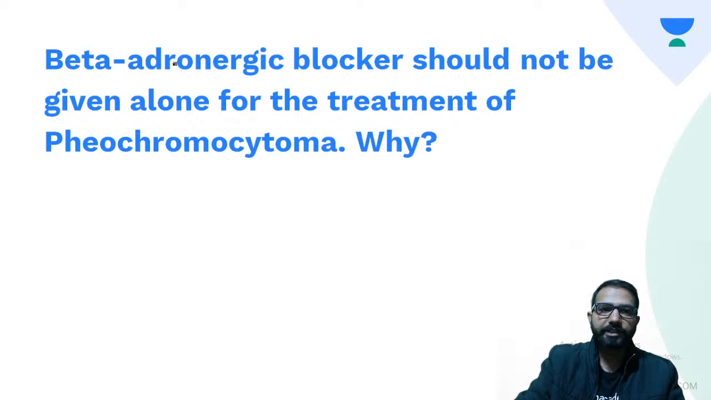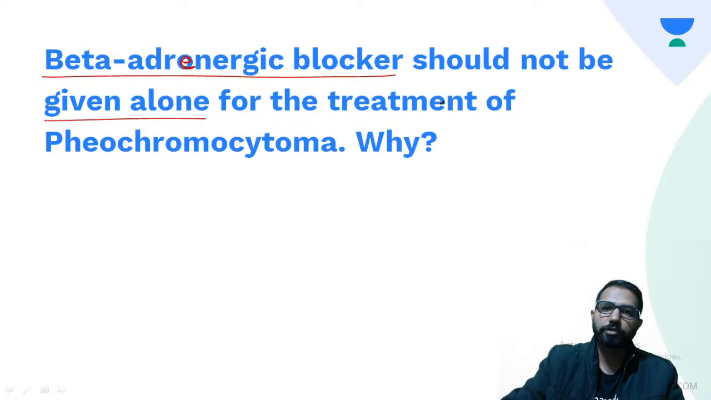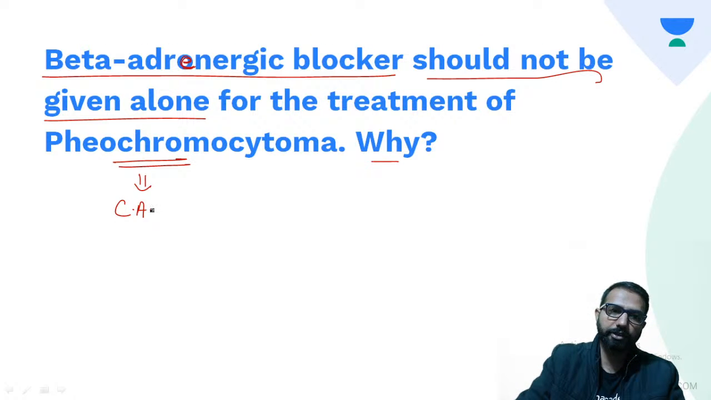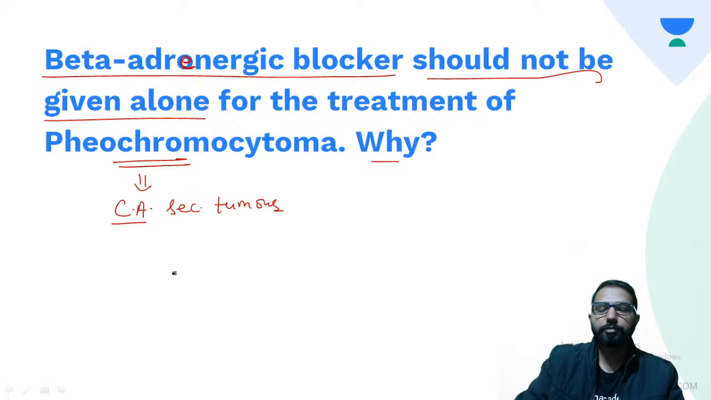Then beta adrenergic blockers, meaning beta blockers, should not be given alone for the treatment of pheochromocytoma. Why? Pheochromocytoma is a catecholamine secreting tumor, mostly adrenaline, though a noradrenaline secreting tumor could also be there. In an adrenaline secreting tumor, the catecholamine raises BP. If we use a beta blocker in an adrenaline secreting tumor, what happens due to the adrenaline?